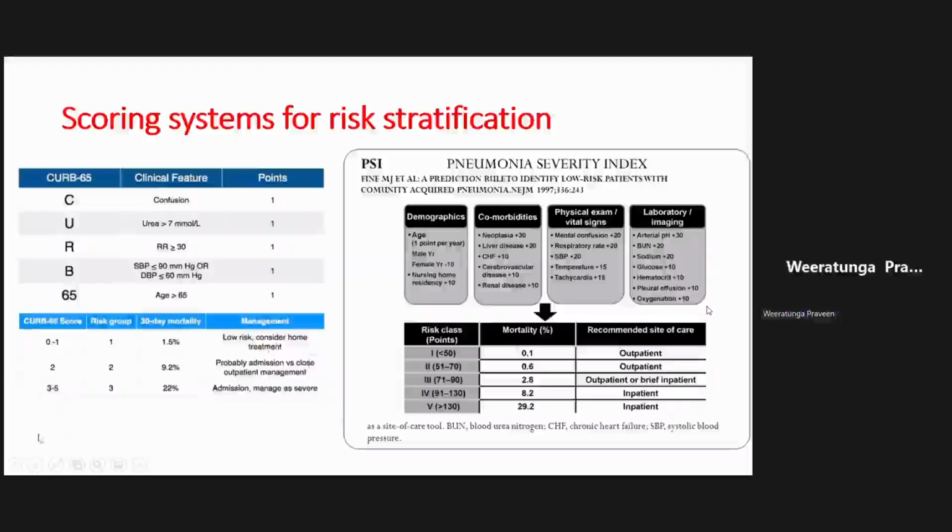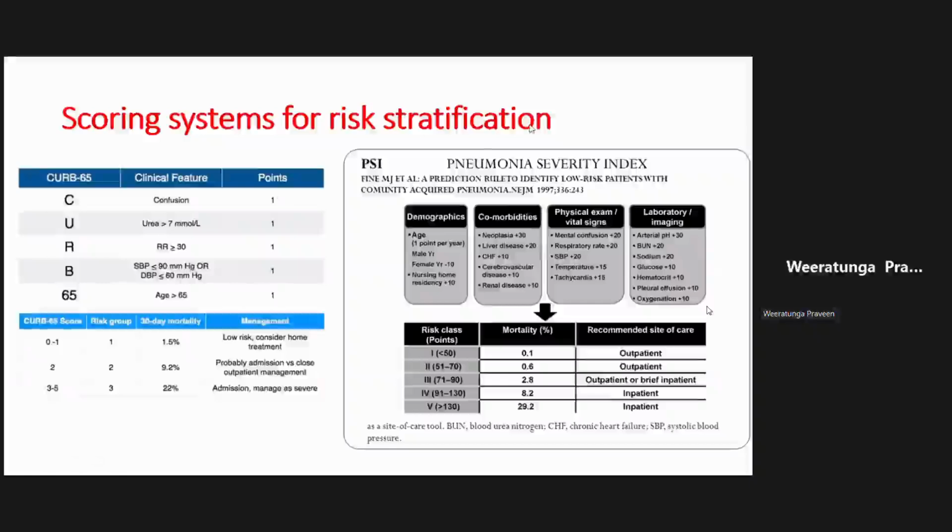So if the CURB score is above 3, there is a very high mortality and you have to admit, and that is severe. So the CURB-65, apart from giving you a mortality estimate, also tells you whether the patient needs to be admitted or not, right? If the CURB-65 is 0 or 1, home treatment, oral antibiotics. It gives you that information as well. The CURB-65 you have to know by heart.